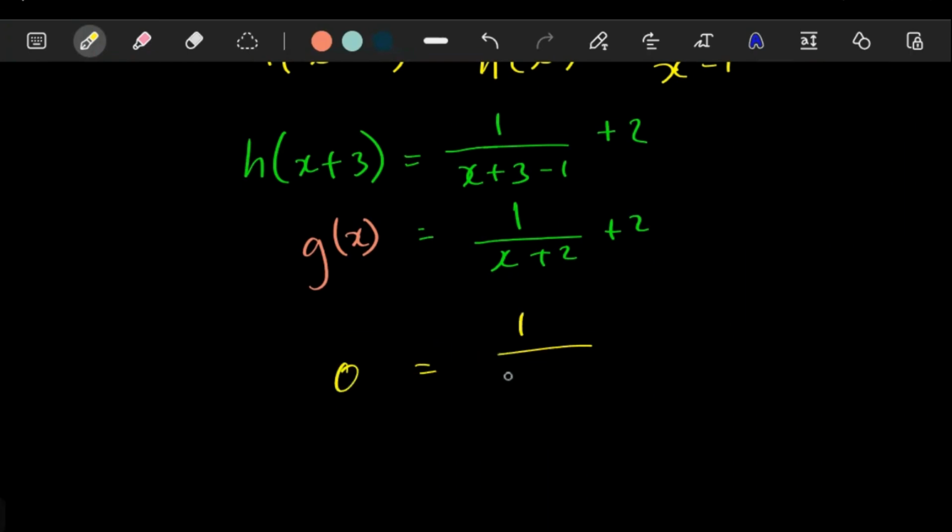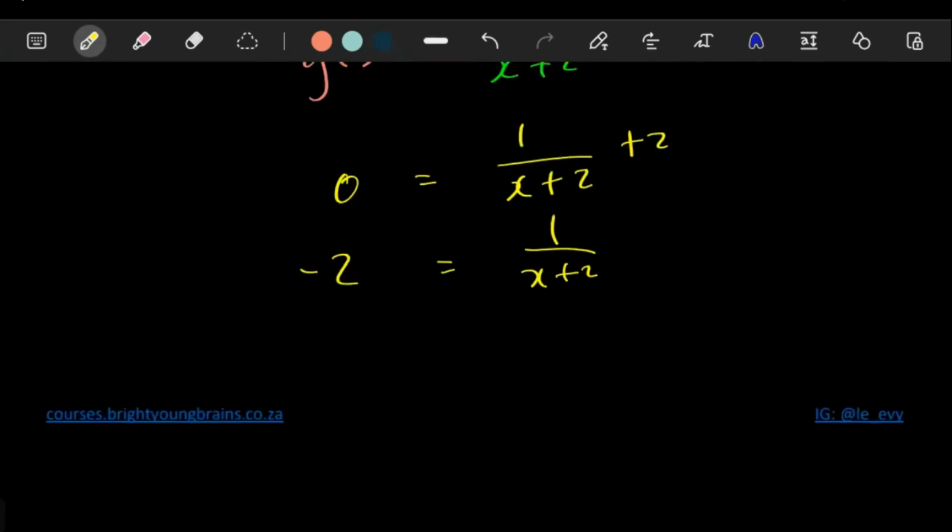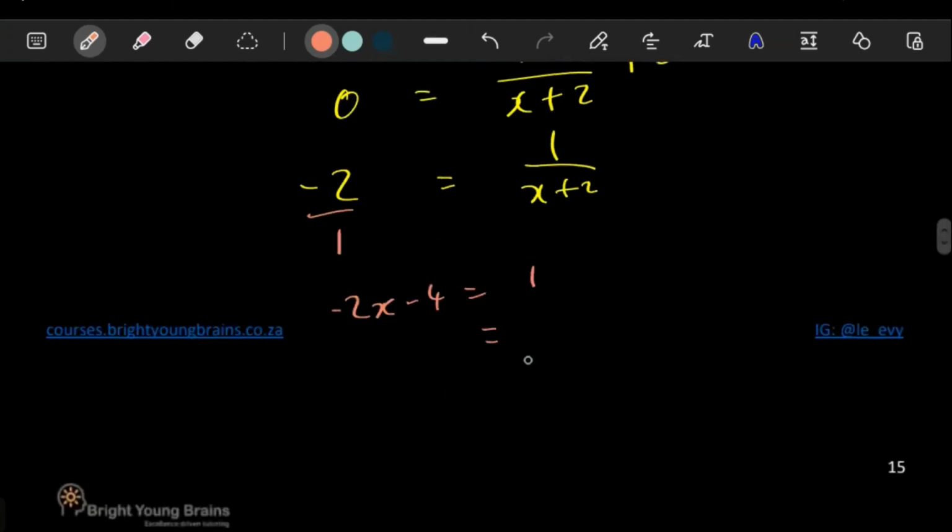1 over x plus 2. So the 2 can go over to the left, becomes a -2. From here, we can just put this over 1 and then cross multiply. 1 times 1 is a 1. x plus 2 times this is like -2x minus 4. There we go. So 2x goes to the other side. -4 minus a 1 is going to give you -5. Divide both sides by 2. -5 over 2 is your x-intercept.